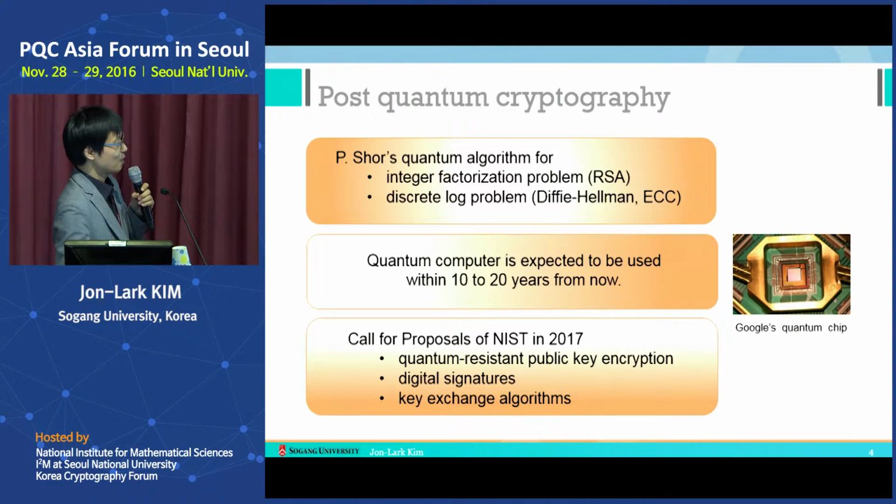So we have to prepare for really post-quantum cryptography. And therefore, NIST, since last year, plans to suggest a proposal focusing on these three topics. I think those three topics are very important. But today I'm going to focus on key encryption.